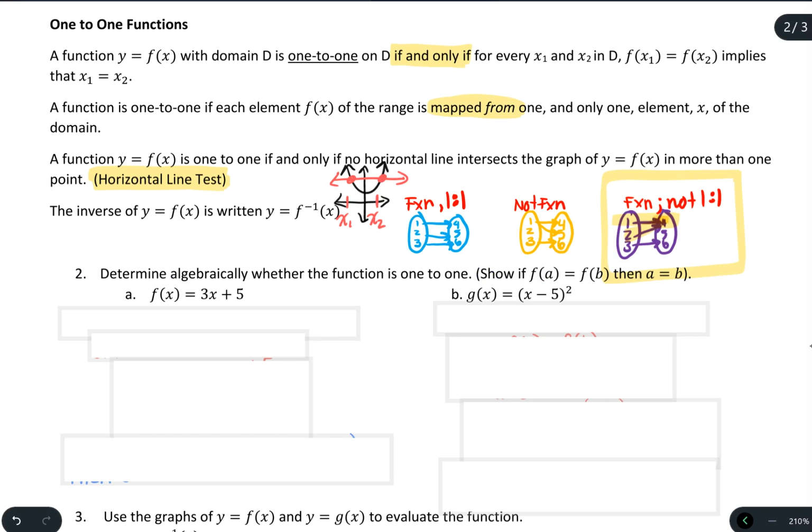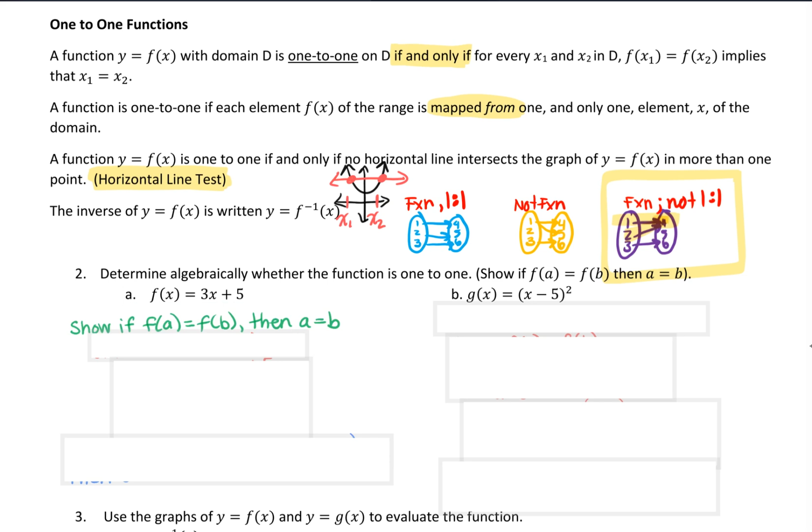So the first thing that we're going to do is tell the reader what we're going to do. We're going to show if f of a equals f of b, then a equals b. All right. So we're going to take the if statement of this. The if statement is going to be our given. So this is going to be given, and then we're going to show that this is true or not true. All right. So our given, f of a equals f of b. And so now we're going to take our function and plug into our function, and we're going to verify that it does or does not work.